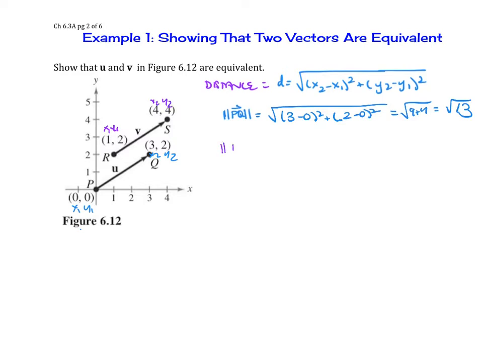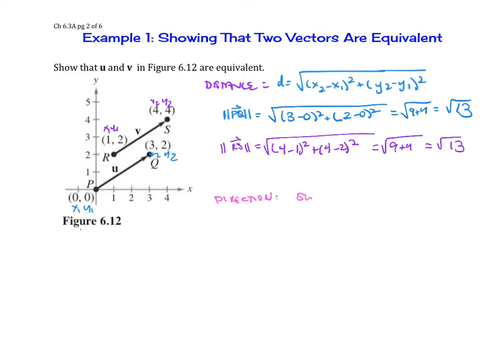So the magnitude of vector RS is going to be the square root of 4 minus 1 squared plus 4 minus 2 squared. And so that is 9 plus 4 again, which is the square root of 13. So the distance, the magnitude, is the same. They are equal. So now we need to look at direction. We're looking at slope. So we want to use the slope formula, and that's y2 minus y1 over x2 minus x1.